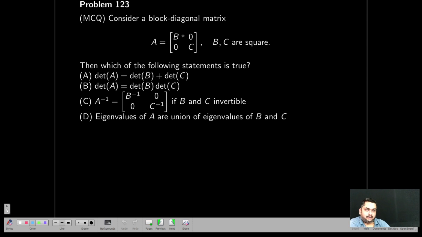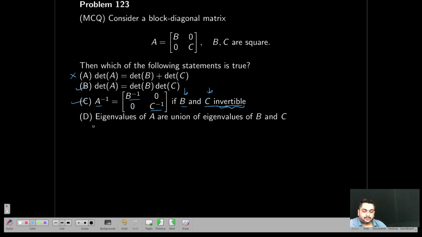Consider a block diagonal matrix. So this is a diagonal matrix and B and C are the blocks here, not the elements. Then which of the following statements is true? Determinant of the matrix A will be determinant of block B into determinant of block C. So this is true. This is false. You can also find A inverse as B inverse into C inverse, if and only if B and C are invertible, that means determinant of block B and block C is not equal to 0. So already I mentioned, invertible means they are not 0.